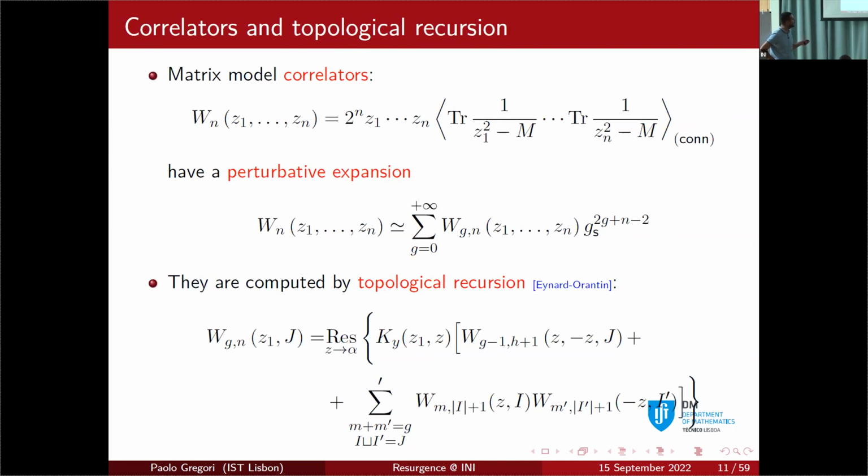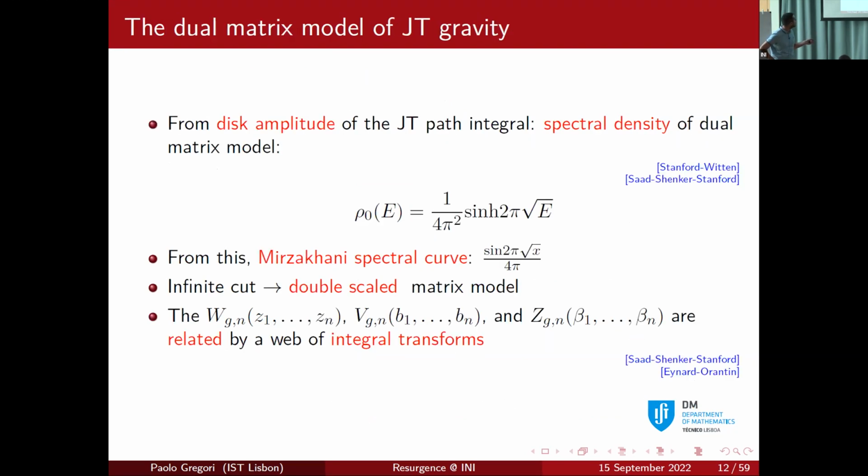Now, it's not completely true that the spectral curve is the only input you have to give topological recursion. You also have to give the W02 coefficient, which typically for a matrix model has a uniform, universal shape. So it's always the same W02 for all matrix models, at least in the one-cut case.